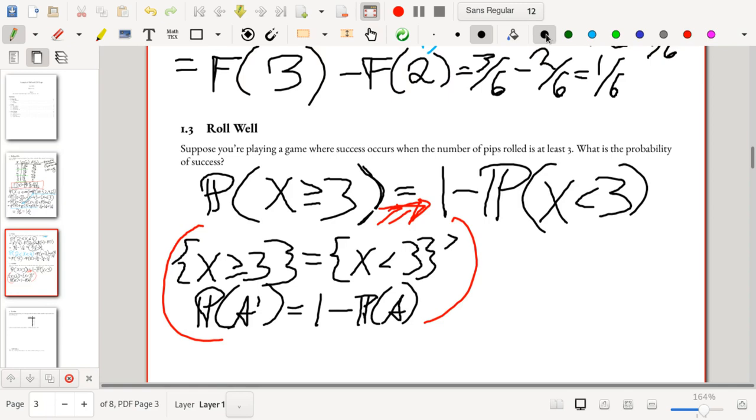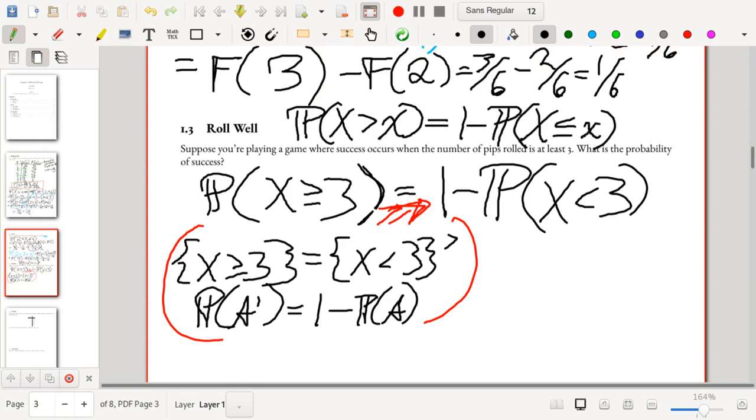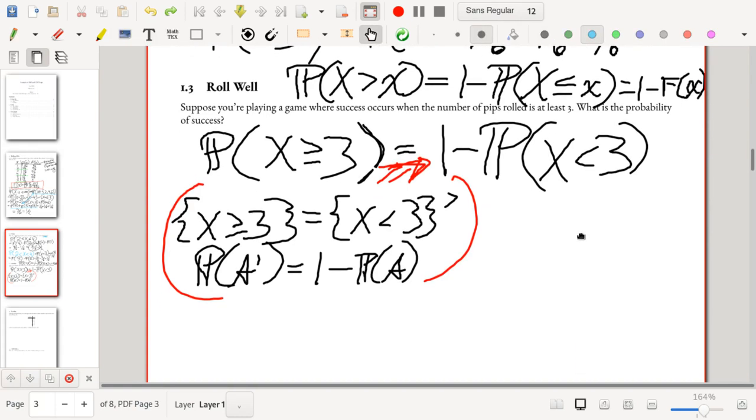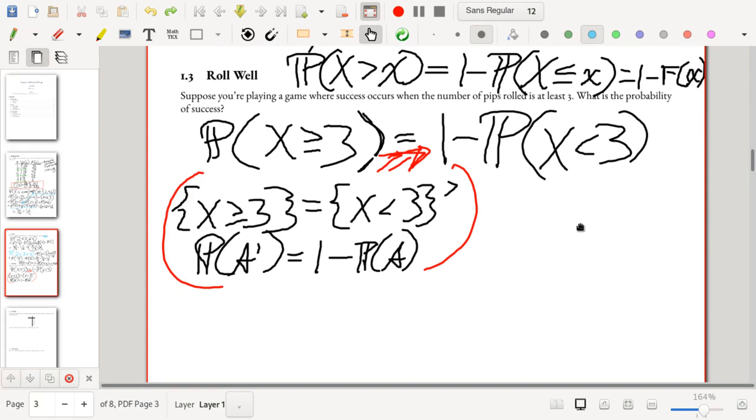And I think this is something that I also failed to mention in that lecture, which is that the probability that X is greater than little x is 1 minus the probability that X is less than or equal to little x, which is equal to 1 minus the CDF at x. And I'll leave it up to you to decide what would happen if we were to instead replace greater than x with greater than or equal to x. You can probably figure out what would change.